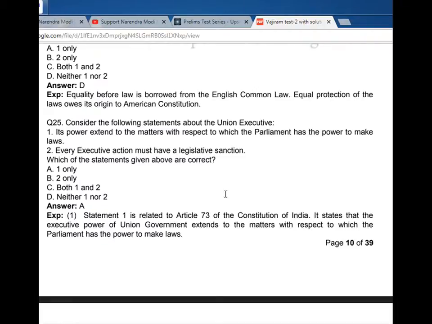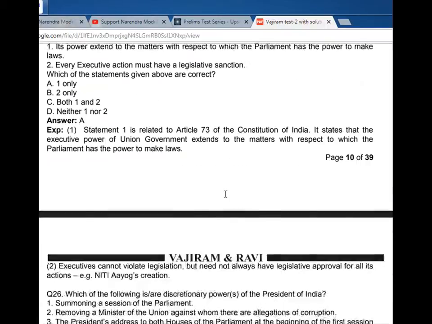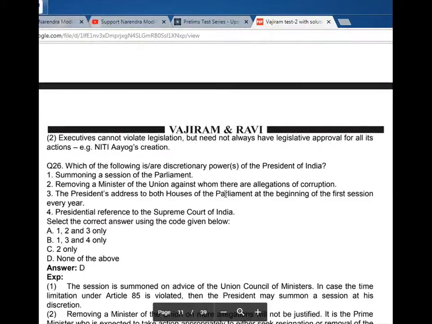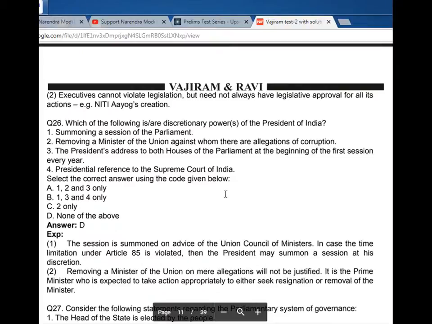Parliament has the power to make law, and the executive power of the Union government extends to the matters with respect to which the Parliament has the power to make law. The executive cannot violate legislation, but need not always have legislative approval for all its actions. That is NITI Aayog's creation.